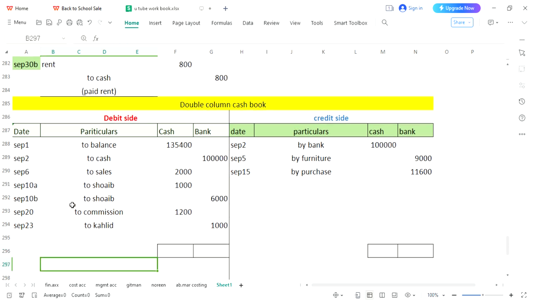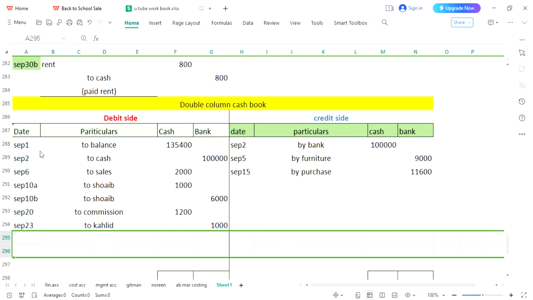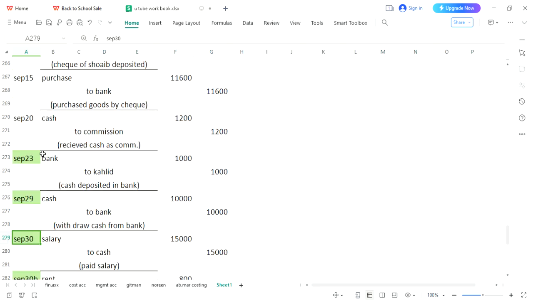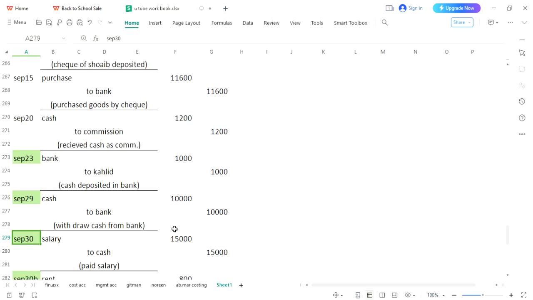I think we need some space. Let's insert few rows over here. I think 2 rows are enough. Okay, let's get back. September 23rd entry has been completed. Let's mark it as it has been done. I'm requesting you to please follow the same procedure. It would literally help you.